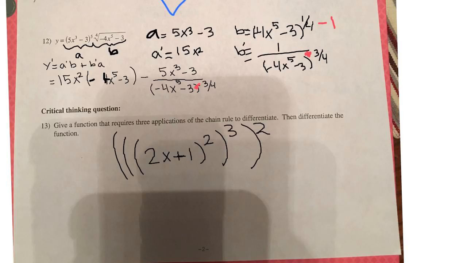Okay. So for 13, give a function that requires 3 applications of the chain rule. So I've just written something that's raised to a power 3 times, because if we want to find the derivative of this, we're going to need to find the derivative of the inside. Well, that takes finding the derivative of the inside, which takes finding the derivative again of the inside. So it's just using the chain rule 3 different times.